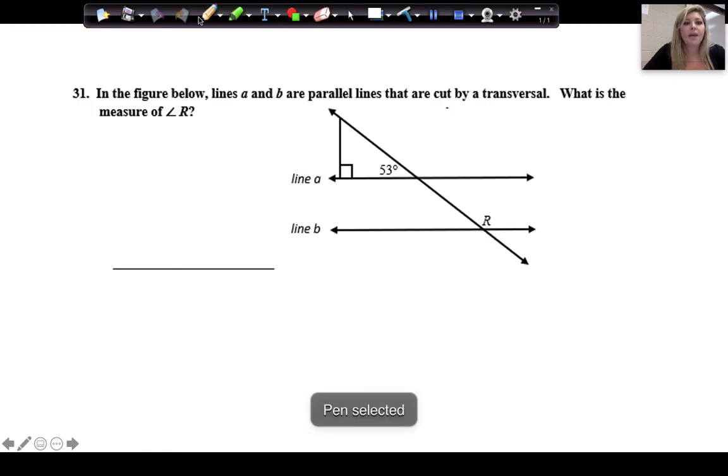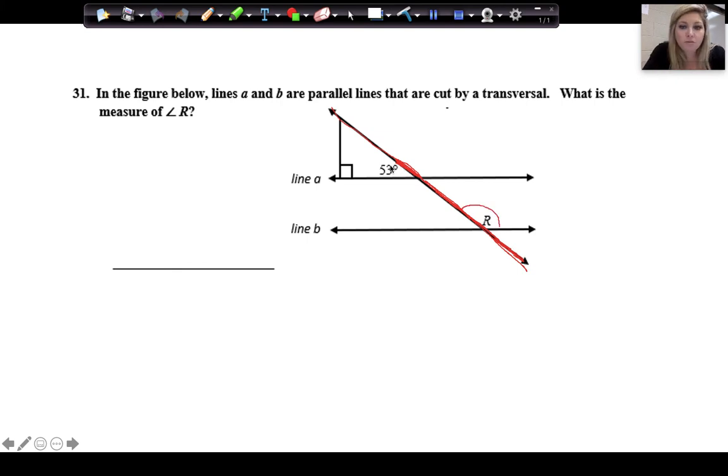In the figure below, lines A and B are parallel and are cut by the transversal. So this is a transversal. These are parallel lines. They will never touch. The transversal goes right through the parallel lines. What is the measure of angle R? So we're trying to find this amount here.